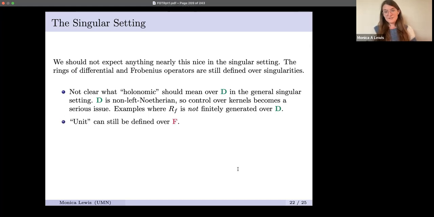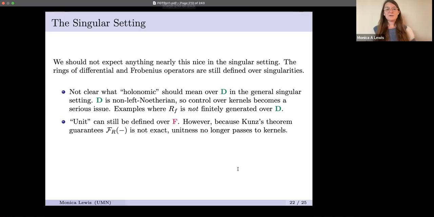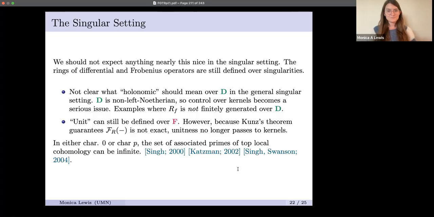Unitness can still be defined over F. So we still have our Frobenius functor. We can still insist that the structure map is an isomorphism. We can still try to prove things about that. But again, Kunz's theorem says that if you're not regular, then necessarily that Frobenius phase change functor is not exact. So unitness is no longer going to pass to kernels. And if we can't pass to kernels, then we're going to have a very hard time getting any useful statements about non-top local cohomology. Although if you're noting carefully, top local cohomology does not require such a thing and is going to go through just fine.